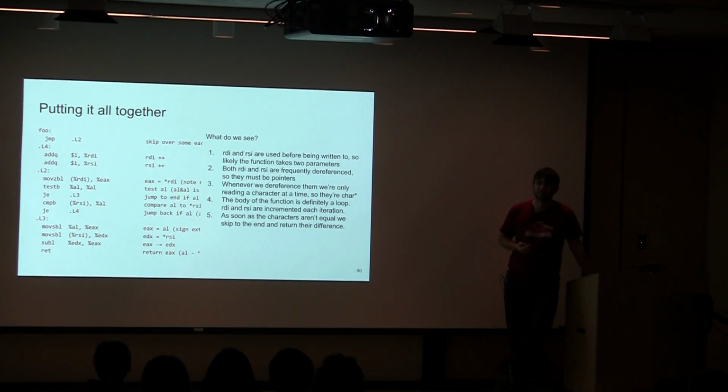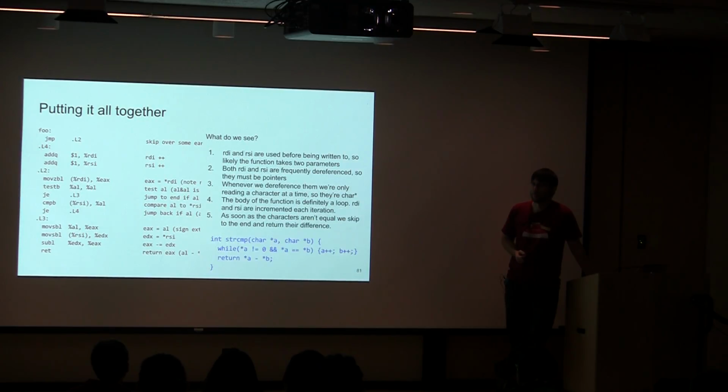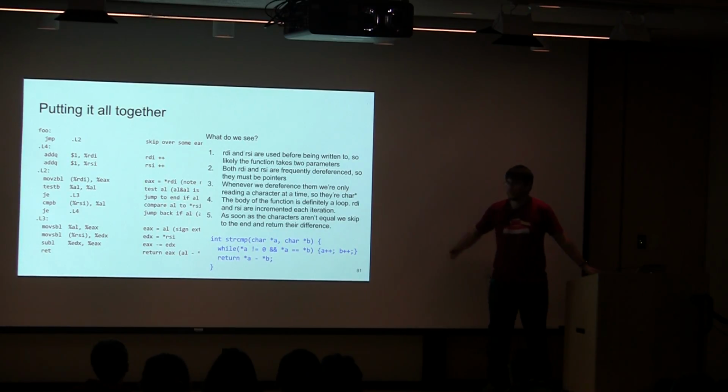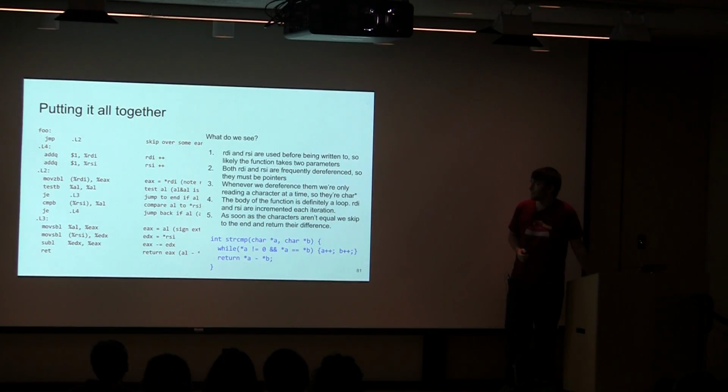Anybody have any guesses what this function is actually doing? Yeah, it's looping through 2 strings, character by character. It's comparing each character. And then it's returning an int at the end. So it must be strcmp. Good, yeah. And C code for that would look something like that. Okay, great.